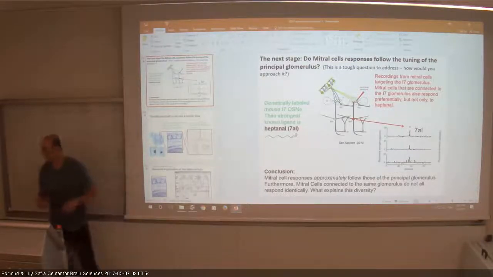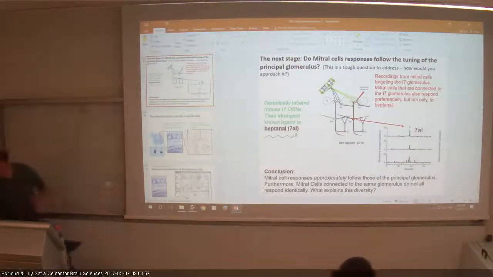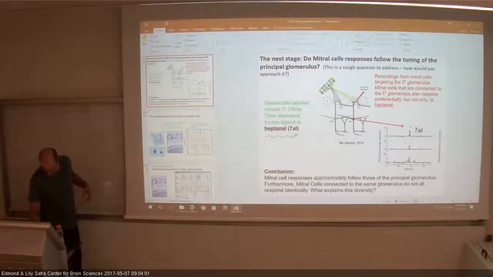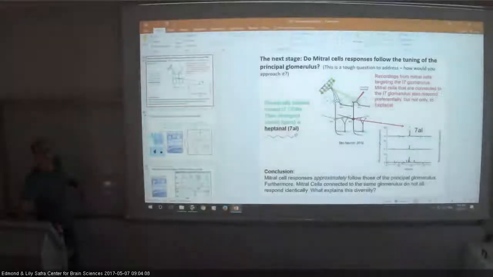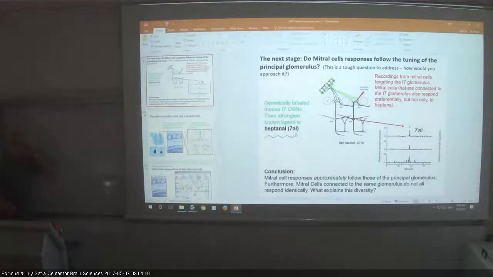The second part, where this is a bit... is the lighting good? I think we don't want... No, yeah. It's good like this? Not too dark, okay.